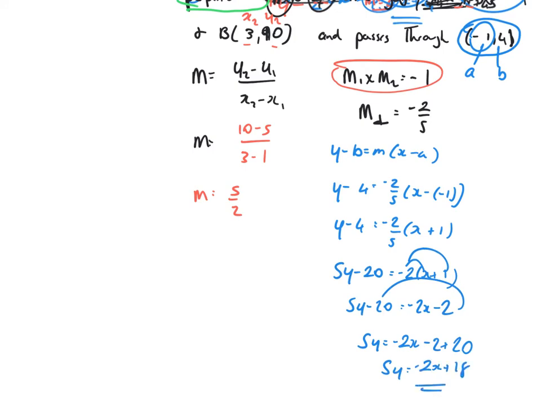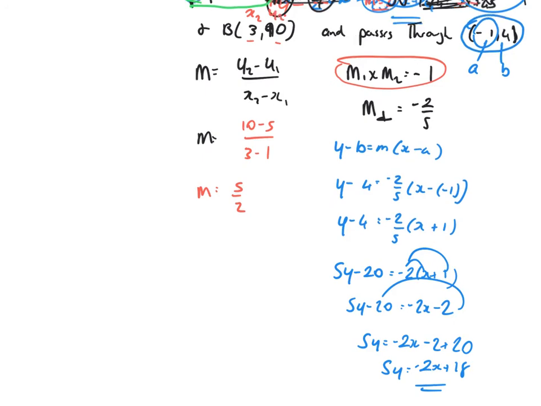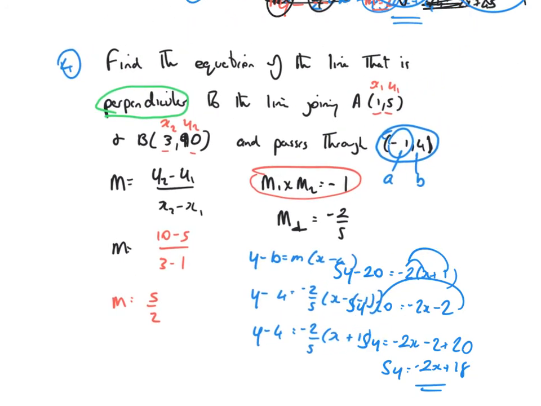So let's just talk through that one again. Okay, so find the equation of a line that is perpendicular. So perpendicular, we know that's going to involve m1 m2 equals minus 1 and flip and invert the gradient. So it's perpendicular to a line joining A and B. So first of all, we find the gradient of line AB, x1, y1, x2, y2, y2 minus y1 over x2 minus x1 gives me 5 over 2.